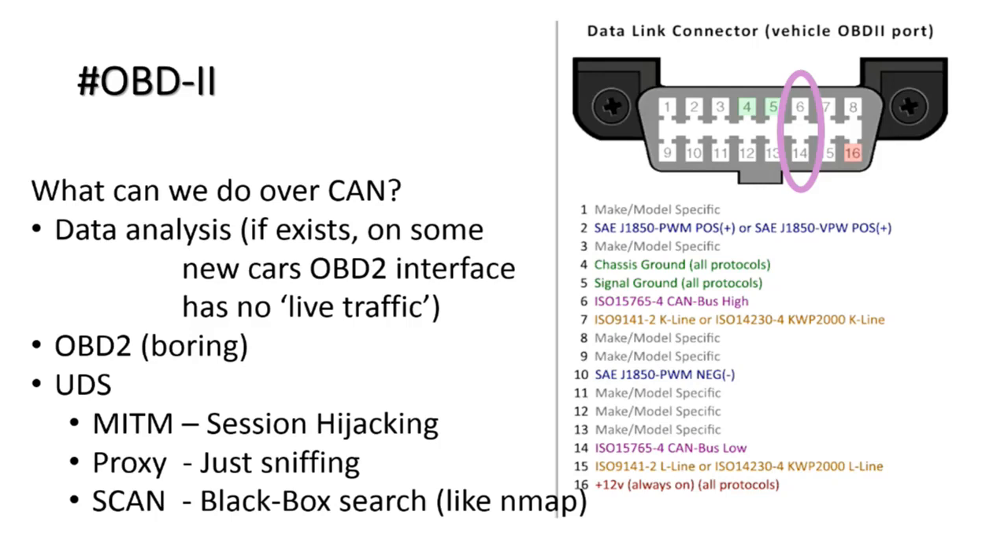Some vendors put other CAN buses, let's say, on pins 1 and 9 or 3 and 11. There could be additional CAN buses. It's not by standard, but the vendor decides to use these pins for access to additional CAN buses. And for a researcher, it's not a bad idea to check these model-specific pins to understand what's actually there. Probably it could be another CAN bus. That's the first thing you start with.